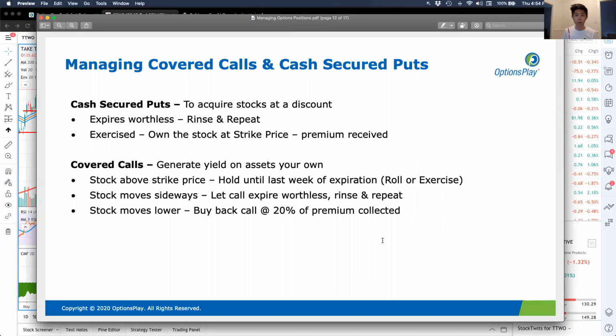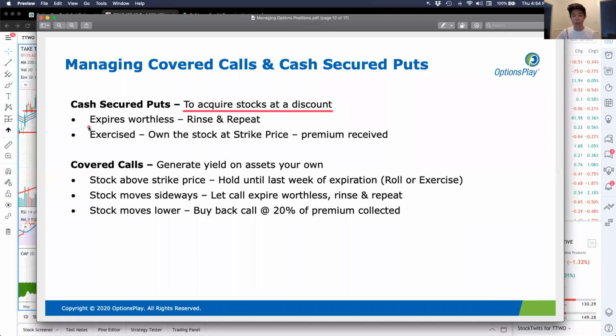I did get quite a few questions regarding managing covered calls and cash secured puts, so I do want to cover that. First of all, cash secured puts. I'm not going to spend time teaching you the strategy today, but cash secured puts are a strategy to help you acquire stocks at a discount. Keep in mind, cash secured puts are only used on stocks that you want to purchase. If you don't want to purchase a stock, don't sell a put option.